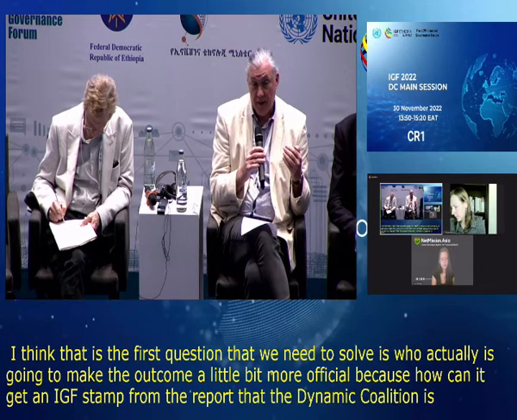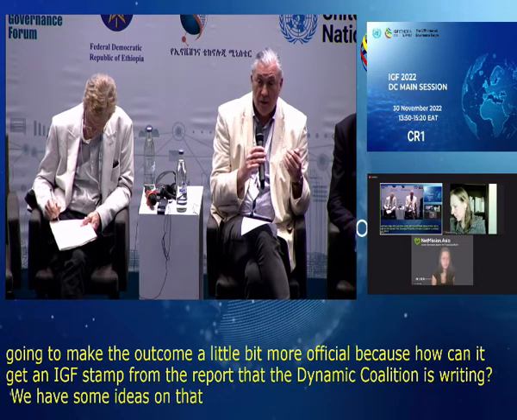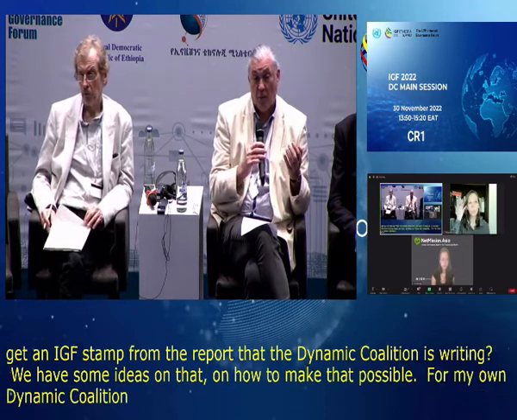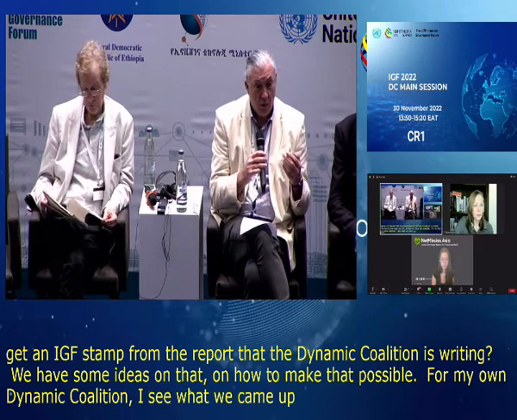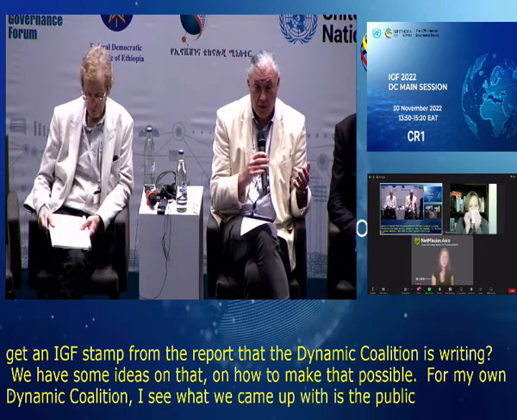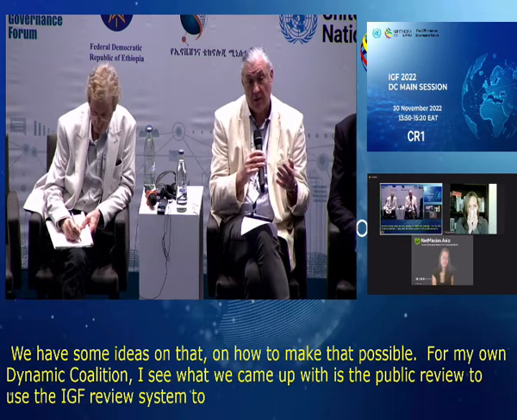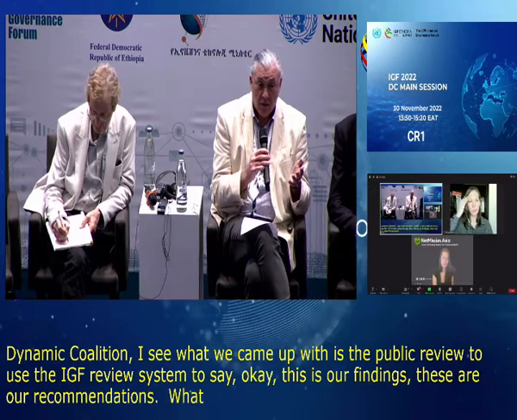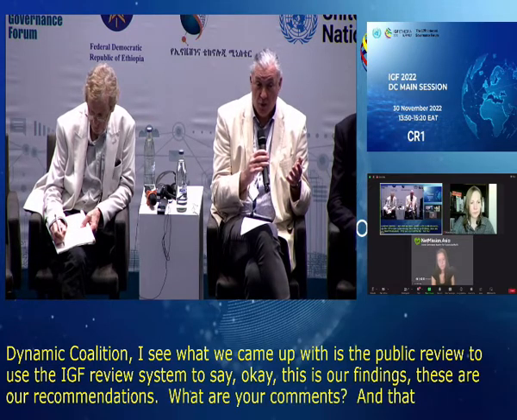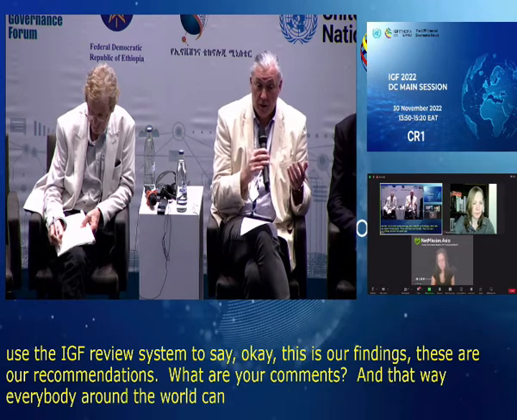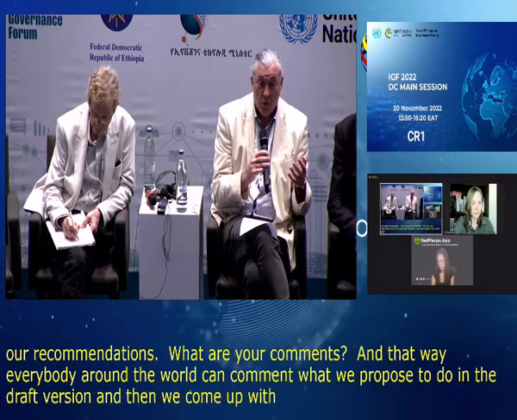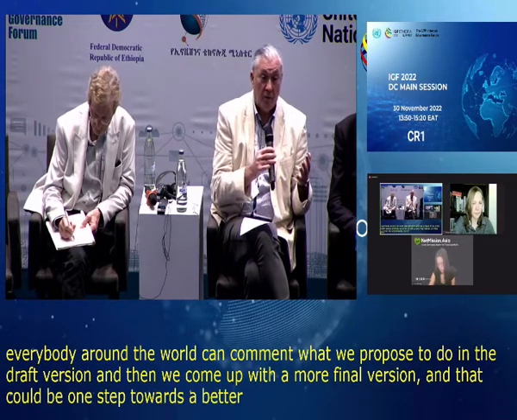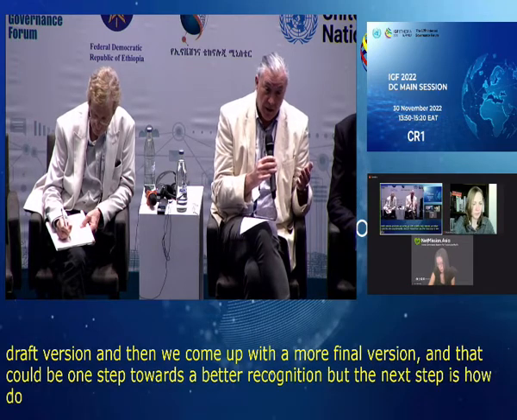We have some ideas on how to make that possible. For my own dynamic coalition, IS3C, what we came up with is a public review, to use the IGF review system to say, okay, these are our findings, these are our recommendations, what are your comments? That way, everybody around the world literally can comment on what we propose in a draft version, and then we come up with a more final version. That could be one step towards a better recognition. But the next step is, how do we get it officially on the IGF website as an output?